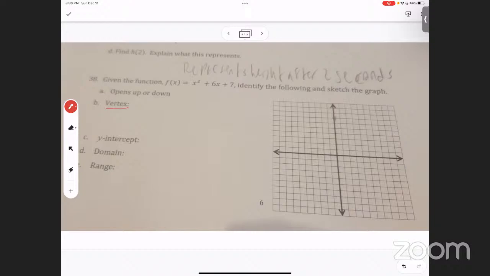You can do completing the square, or you can use it when it's in standard form. Do you remember how the x coordinate of the vertex is just -b over 2a? It's -6 over 2 times 1, so the x coordinate is just -3. And if that's the x coordinate, the y coordinate is whatever you get when you plug in -3. So it's 9 minus 18 plus 7, which is -9 plus 7, which is -2.